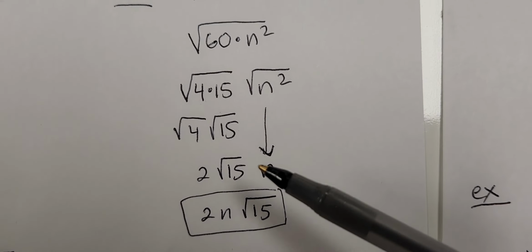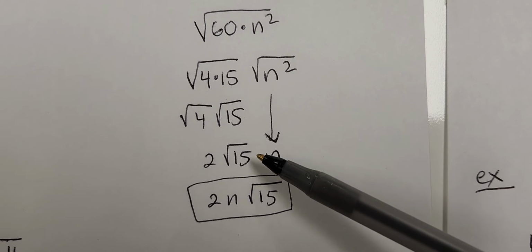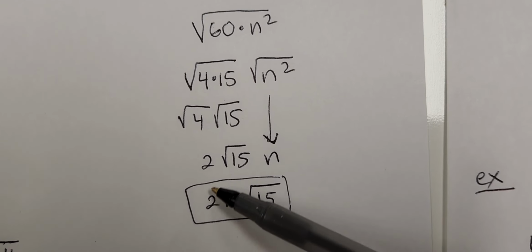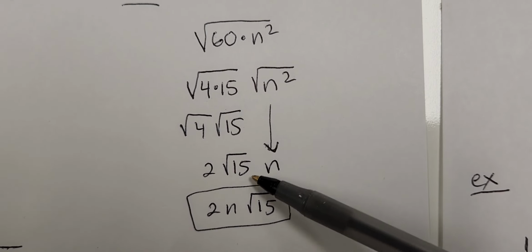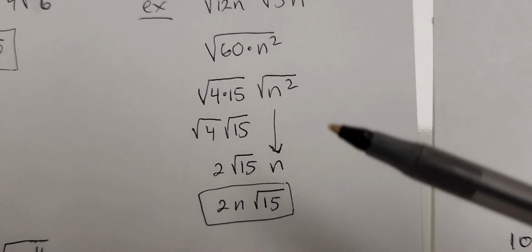Okay, and then my final answer will be 2n square root 15. Make sure the 2 and the n are in front. Anything that you cannot square root, put it in the back.